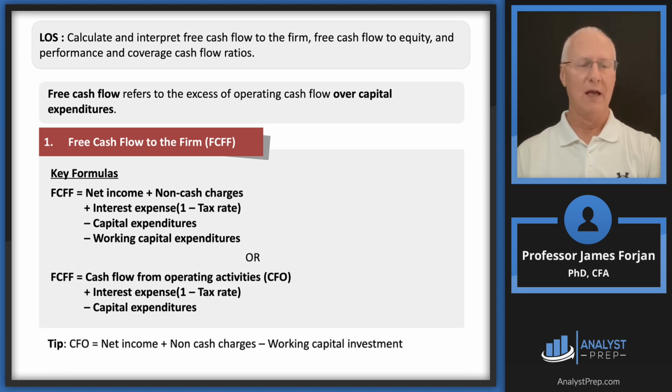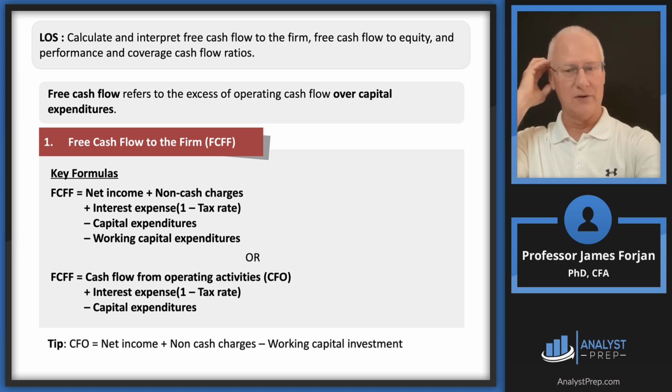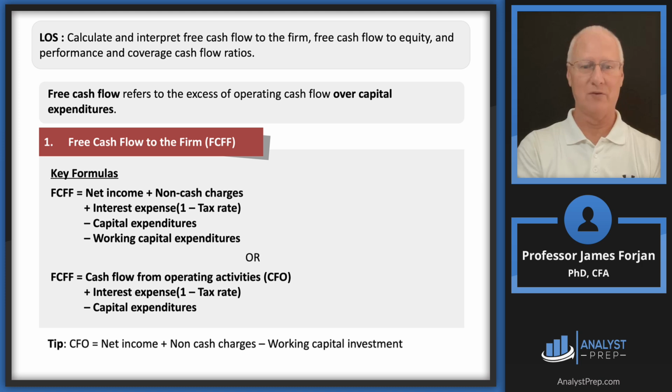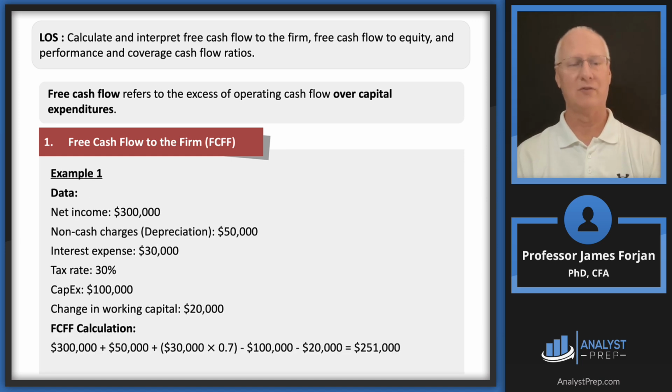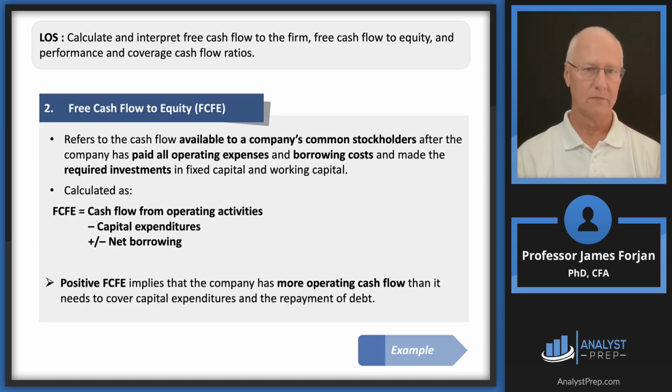Let me go back here. So look down at the bottom, there's the tip: net income plus non-cash minus working capital management, right? There's the cash flow from operations. So look at that second one, after the "or", there's the cash flow from operating activities. So there's that second one where we did example 2.